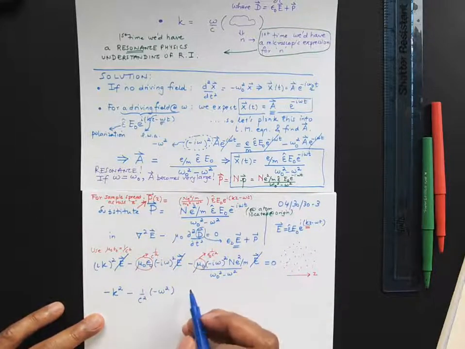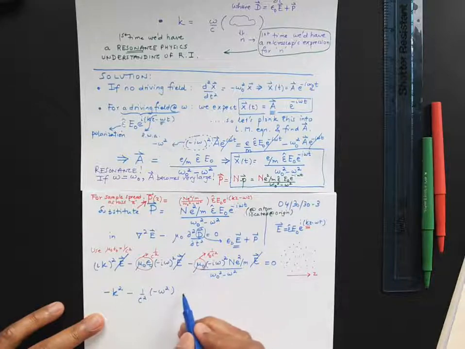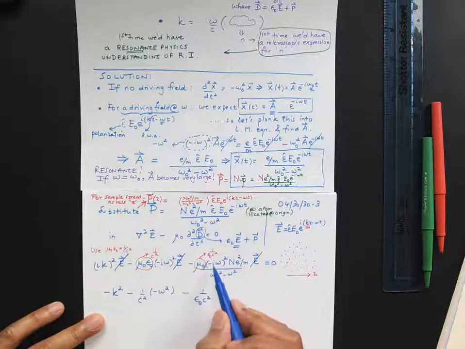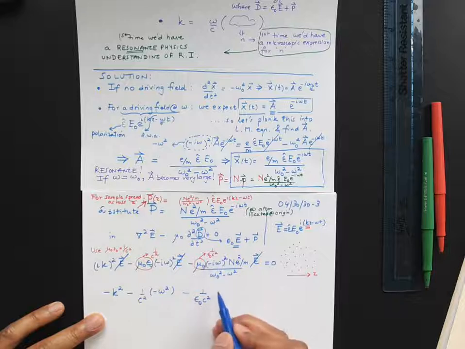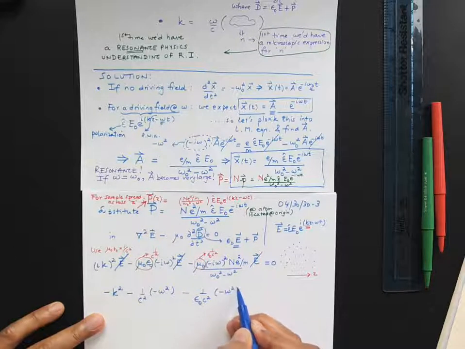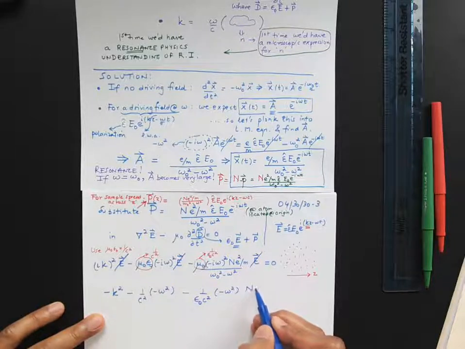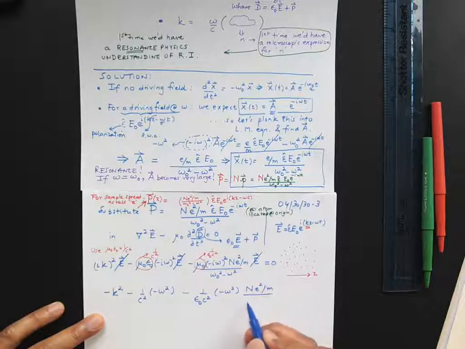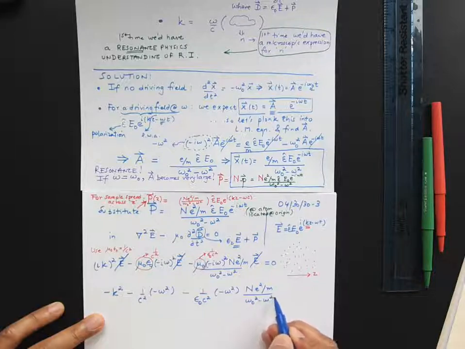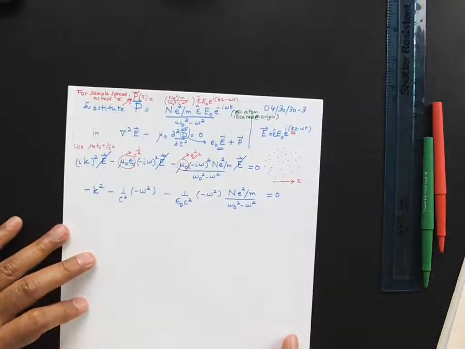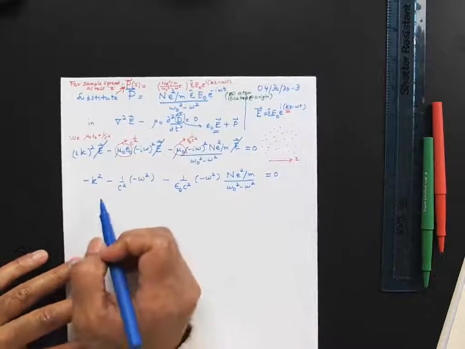This, and then from here, what do I have? I have a minus 1 over epsilon naught c squared. The minus squared gives me a 1, i squared, so that's another minus omega squared, minus omega squared, I mean. And then I have a n e squared over m. All of this is 0. Okay, and so let me now simplify this.